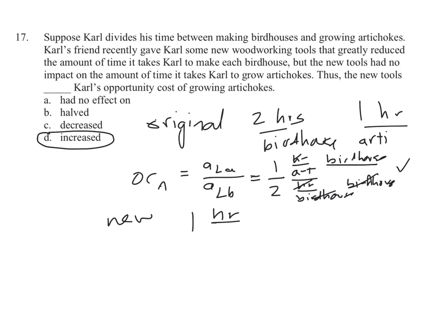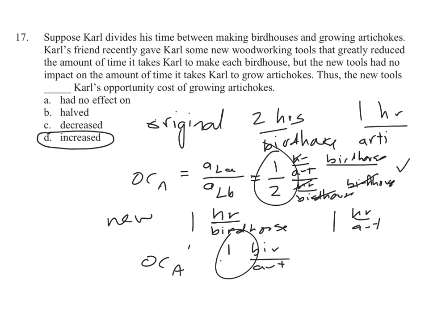Notice I'm picking my numbers really to make this an easy problem. And that's good, right? We want things to be easy. And here, the new opportunity cost of an artichoke would be 1 birdhouse over artichoke. And notice that opportunity cost has gone from 1/2 to 1. It's increased. Again, we get answer D.